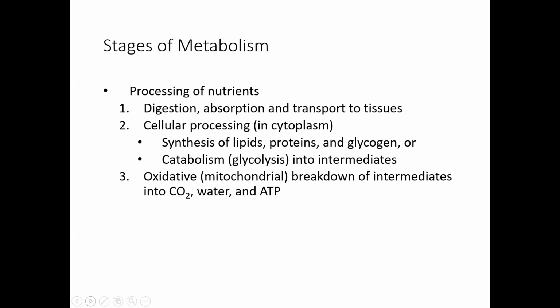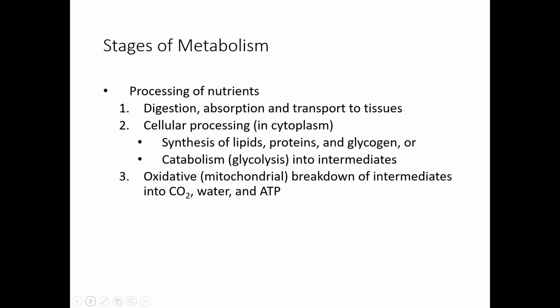Every cell is in contact with at least one capillary. Once the nutrients get to the cells, we start processing them in the cytoplasm. We start to break down glucose in the cytoplasm. The amino acids from the proteins are assembled in the cytoplasm in the rough ER. The fats are reassembled in the cytoplasm.